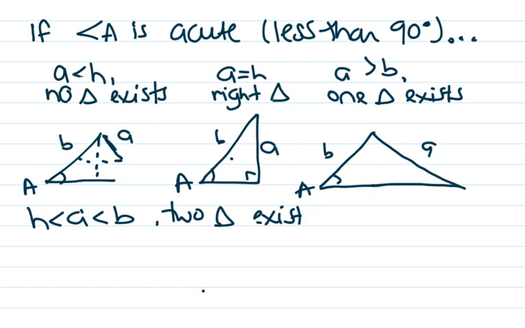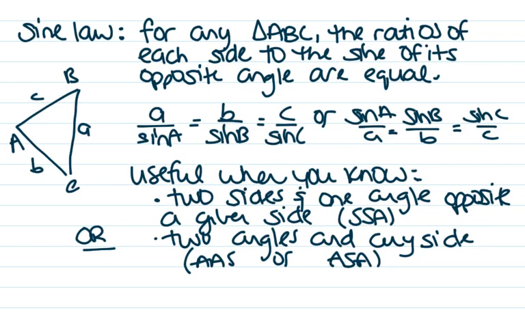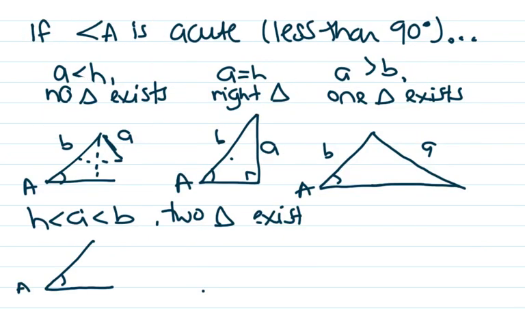So I could have angle A here. That's angle A. This is side b. Side a is longer than the height. And that can be one triangle. Or side a could be longer here and come down at an angle that way. And that could also be side a. So those are my options. There's two triangles that could exist.